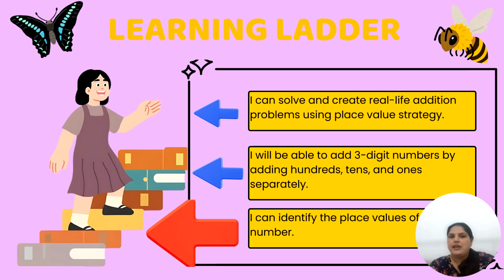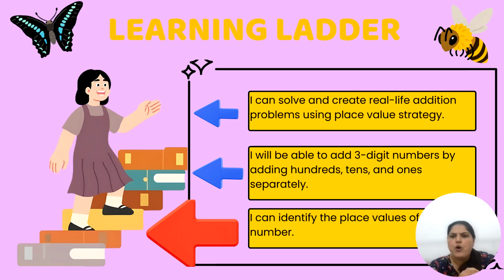So now they have to move to the next step of the learning ladder, that is, I will be able to add 3-digit numbers by adding hundreds, tens and ones separately. So always mention it. We are on this step and now we are going to the next step. Now, how to use this slide in your class.